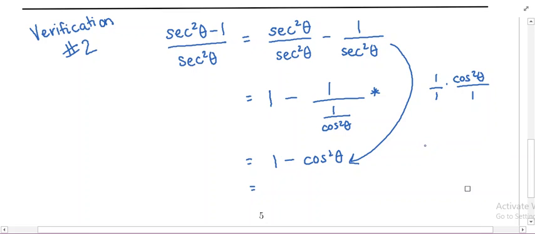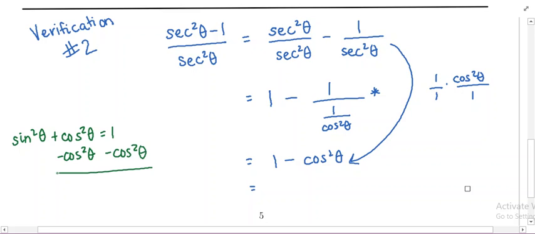That's the Pythagorean identity, okay? We know that sine squared theta plus cosine squared theta is equal to 1, and so if we subtract cosine squared theta from both sides, we know that this quantity right here, 1 minus the cosine squared of theta, is equivalent to sine squared of theta, okay? So boom, this gives us the right side of the equation, okay? So we have verified the identity here, okay?